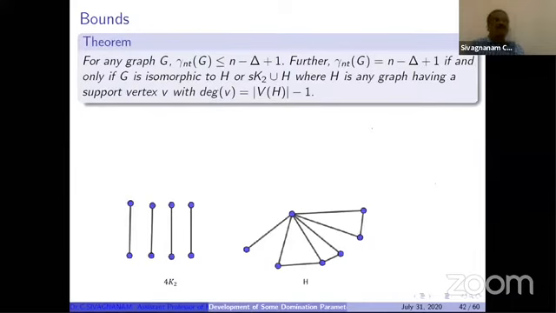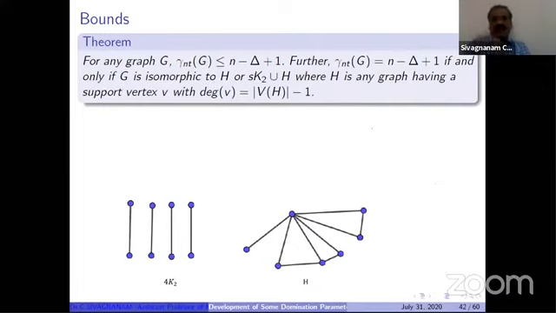After that, the upper bounds involving the maximum degree. For a graph G, gamma nt of G is less than or equal to n minus delta plus 1. So the upper bound is n minus delta plus 1. It is one upper bound we found. Now the characterization: when gamma nt of G equals n minus delta plus 1, it is possible when the graph G is isomorphic to H.